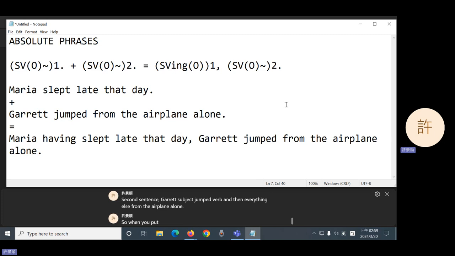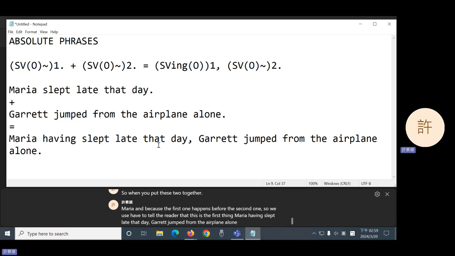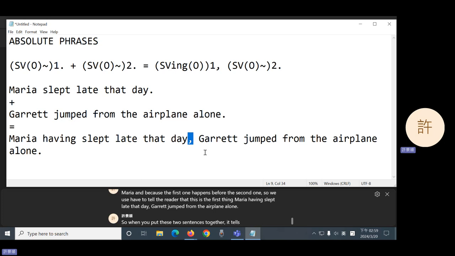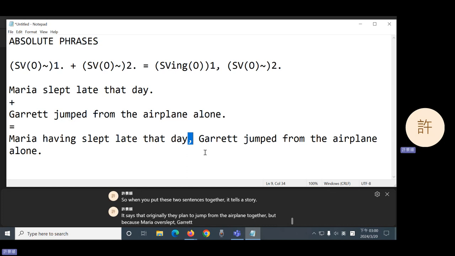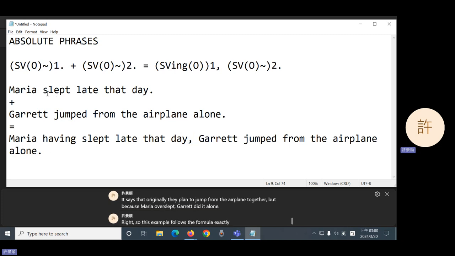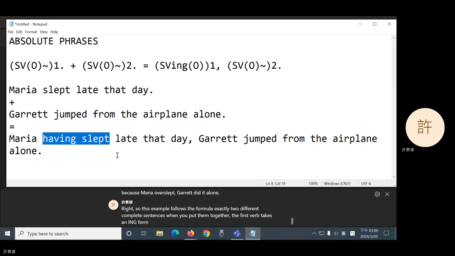So when you put these two together, Maria, and because the first one happens before the second one, we have to tell the reader that this is the first thing. Maria, having slept late that day, Garrett jumped from the airplane alone. So when you put these two sentences together, it tells a story. It says that originally they planned to jump from the airplane together, but because Maria overslept, Garrett did it alone. Right, so this example follows the formula exactly. Two different complete sentences. When you put them together, the first verb takes an ing form, and the second sentence is exactly the same. They are connected by a comma.